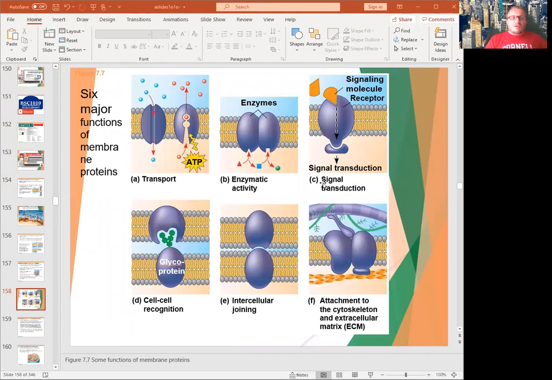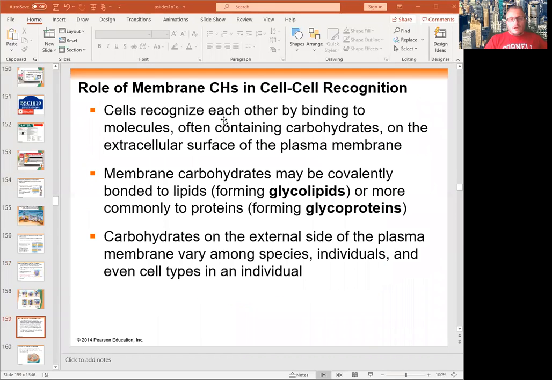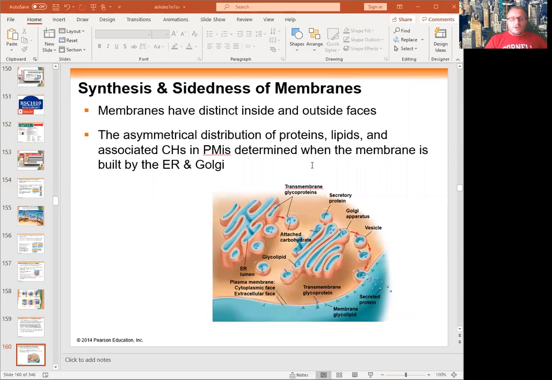Six major functions of membrane proteins are transport, enzymatic activity, signaling, cell-cell recognition, intercellular joining, and attachment to the cytoskeleton and extracellular matrix. The carbohydrates can also be glycolipids or glycoproteins, combinations, and are used in cell-cell recognition.